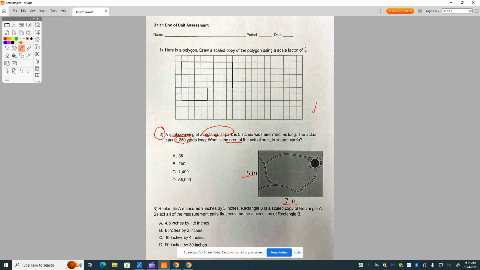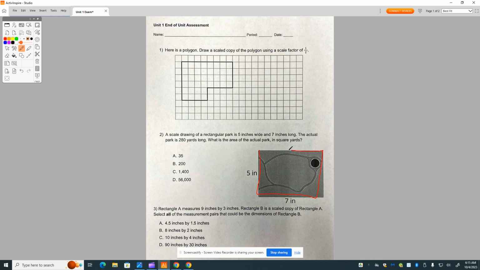Now, a quick reminder, whenever you're finding the area of a rectangle, the formula is length times width. Now, it might seem easy to find the area of this scale drawing, but keep in mind that they're asking us what is the area of the actual park. So if you find the area of this scale drawing, you say, hey, the area is 5 times 7, which would give me 35. Unfortunately, that would be incorrect, because it's your job to find the area of the actual park. So let's go ahead and see how we would do this.